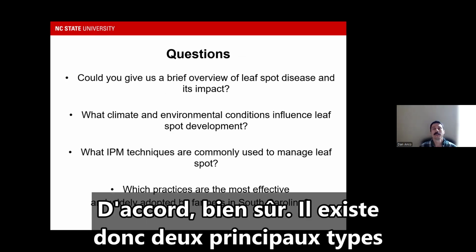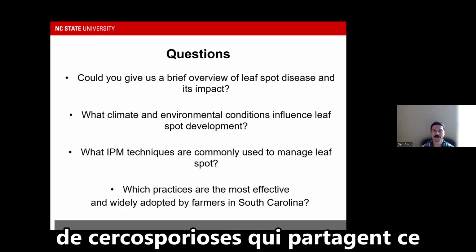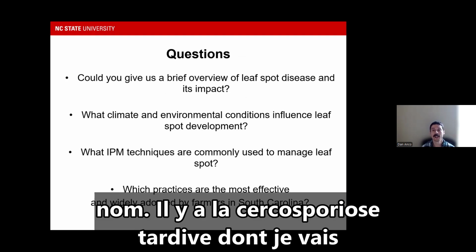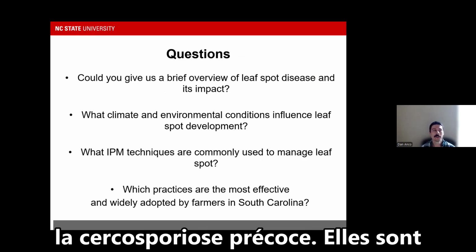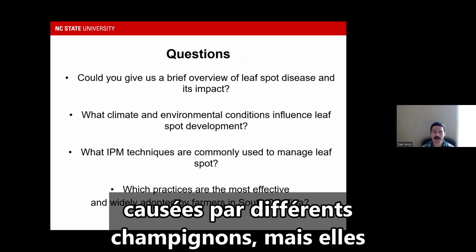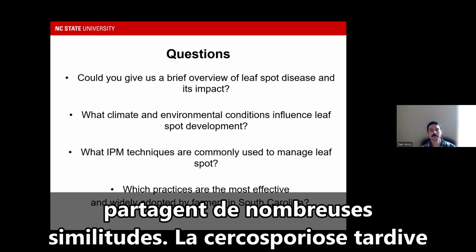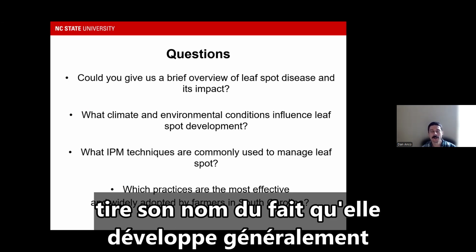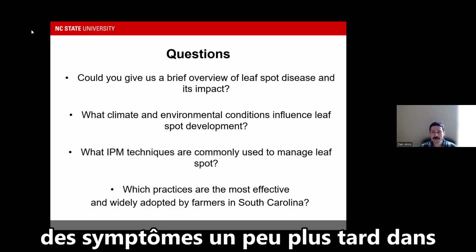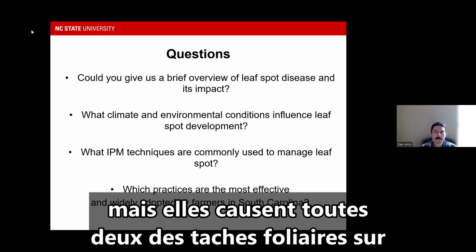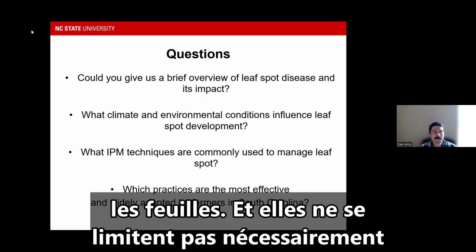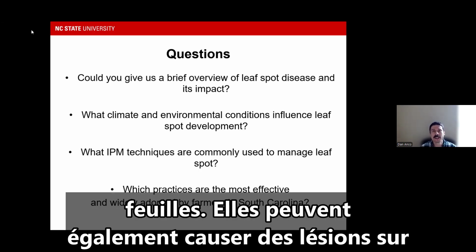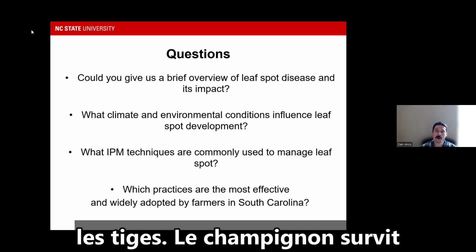Okay, sure. So there are two main types of leaf spots that share that name. There's late leaf spot, which I'll primarily be talking about today, and early leaf spot. They are caused by different fungi, but they do share many similarities. Late leaf spot gets its name by typically developing symptoms a little bit later in the growing season compared to early leaf spot, but they both cause leaf spots on the leaves. And they're not necessarily limited only to causing lesions on the leaves. They can also cause lesions on the stems as well.